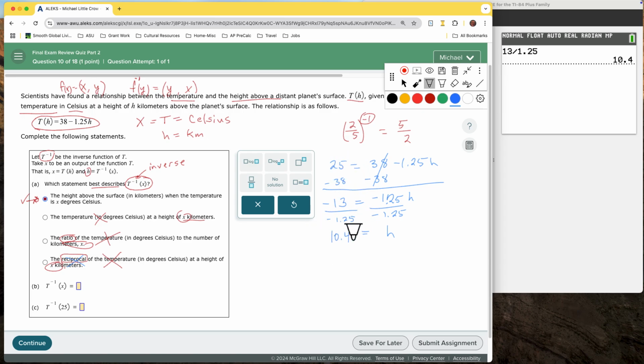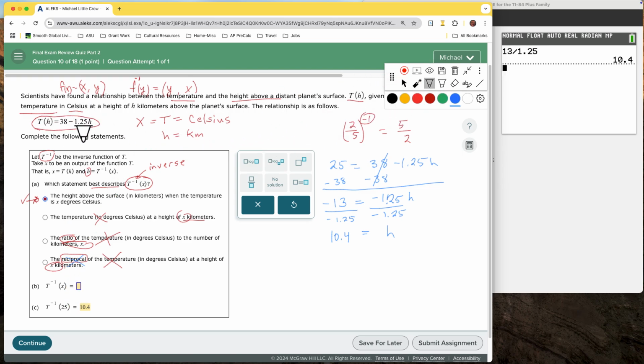At 10.4 kilometers high, the temperature is 25. So we know what we're talking about now, hopefully. And that will help us also with this inverse function, and with thinking about how we're going to go about this.